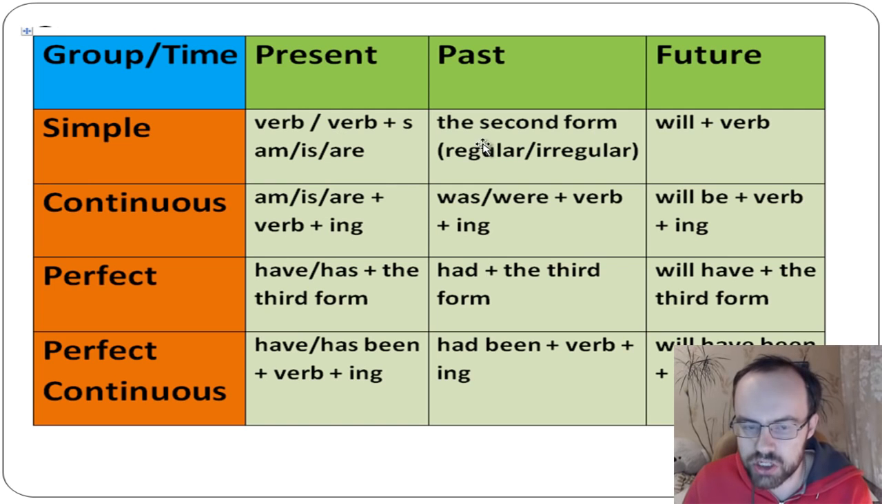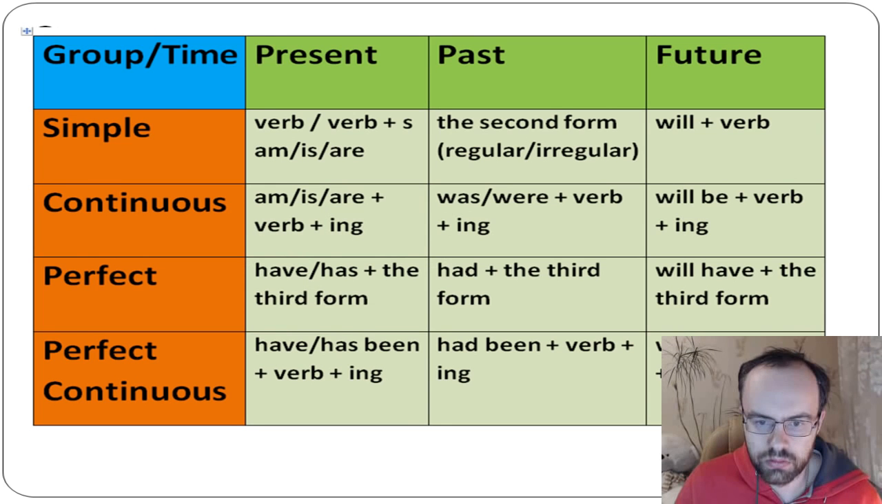So it's about short actions, in contrast to the second group, continuous. It's for long actions, and again you see present, past, and future. So it's very important to know it. You also need to understand when we use the other two groups, perfect and perfect continuous.